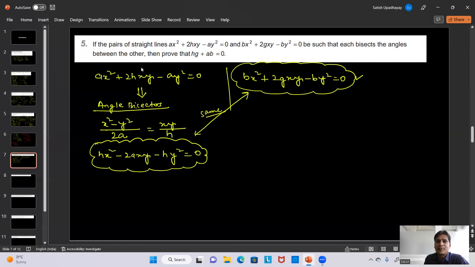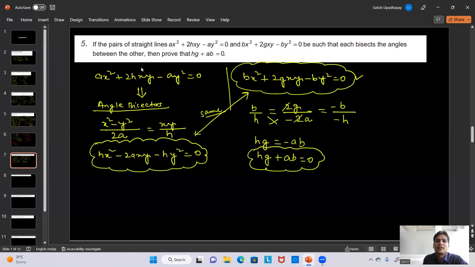So we can compare the coefficients of x square, y square and xy. The coefficient of x square gives b upon h, that will be equal to the coefficient of xy, that is 2g here, and here the coefficient of xy is minus 2a. The coefficient of y square here is minus b, and the coefficient of y square here is minus h. So these 2 and 2 will get cancelled out. Now I am doing the cross multiplication, so hg is equal to minus ab. Or we can say hg plus ab equal to 0. This is what was asked in the question. So hence it's proved.